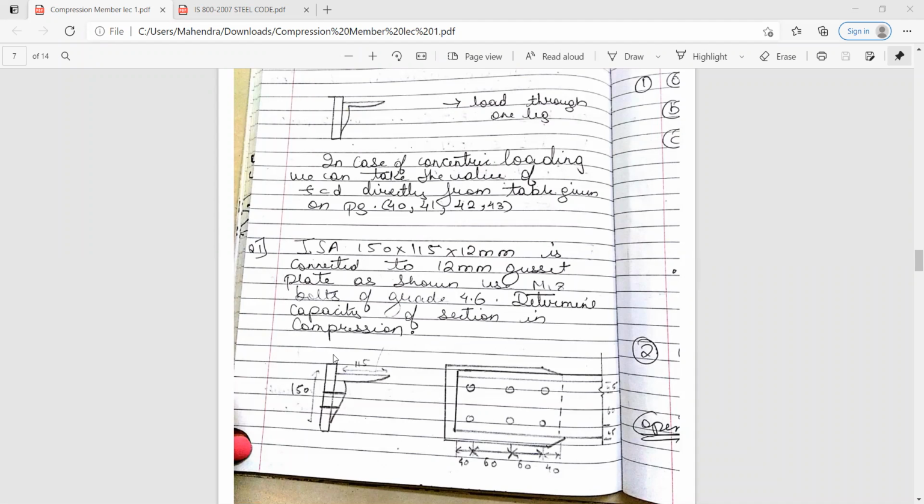This angle section is connected to a gusset plate, and the thickness of the gusset plate is 12 mm. They have used M18 bolts. The diameter of the bolts is 18 mm and the grade used is 4.6. They have told you to design the capacity of the section in compression, which means you need to calculate the compressive strength. So just note down the question and draw the diagram. After completing, let me know so that we can proceed with the solution.